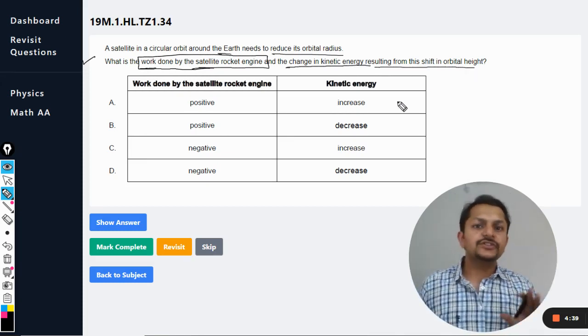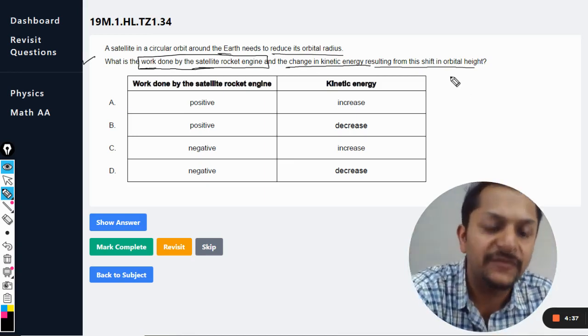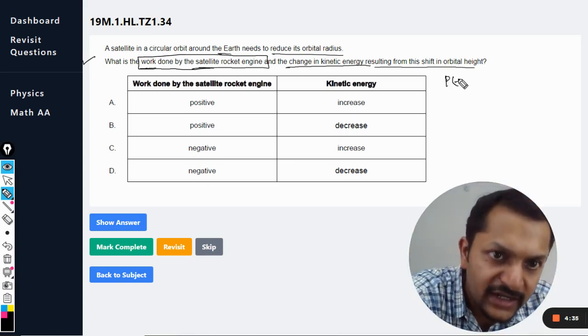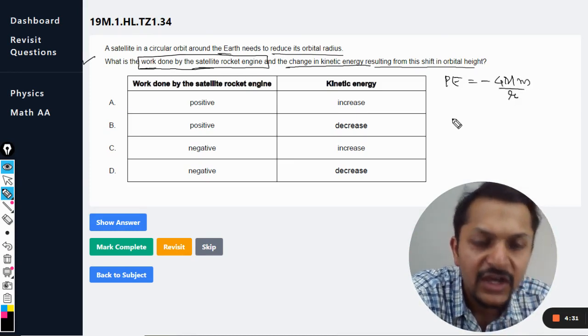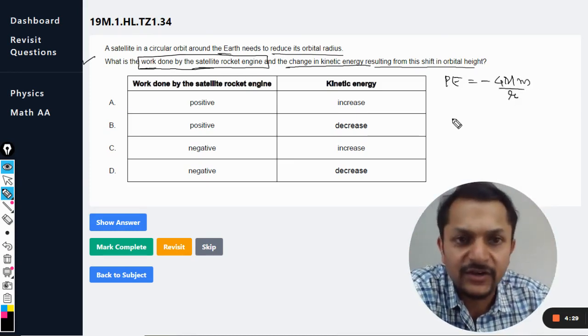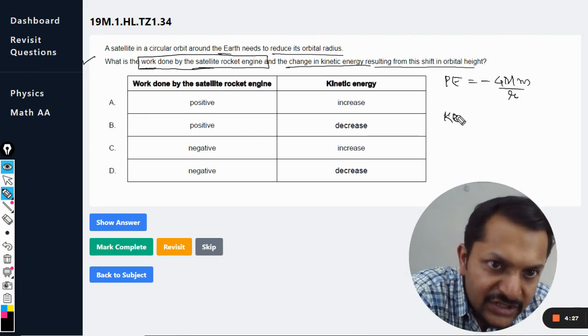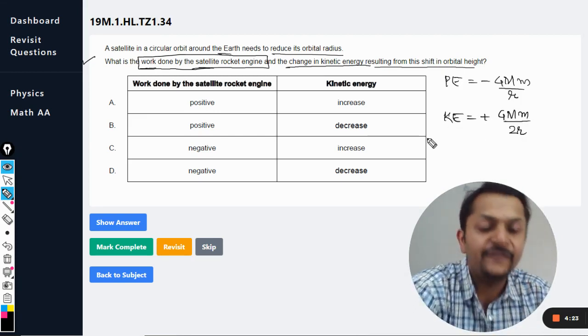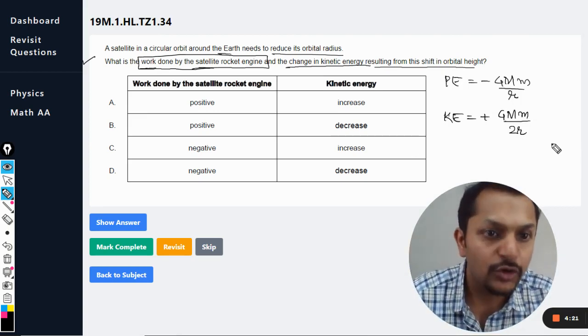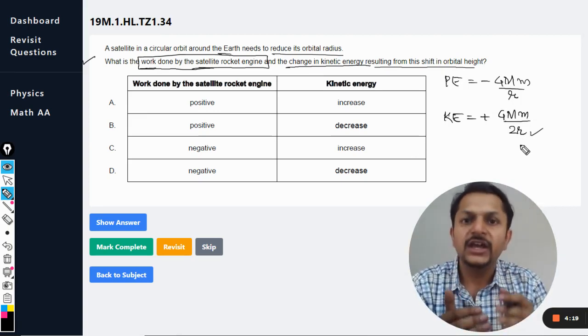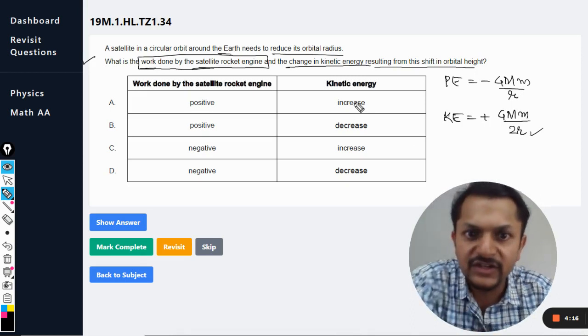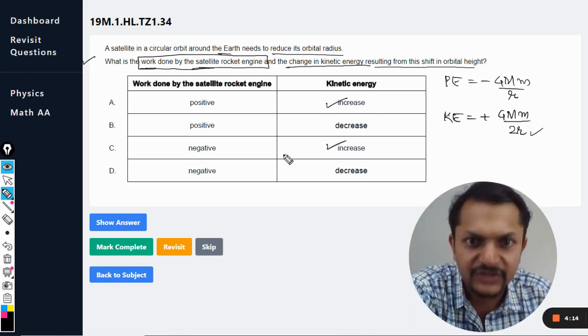So, my dear students, first of all, let us write down all the formulas that we are going to use. So, we know that the gravitational potential energy is given by a negative formula. It is always negative. It is only zero at infinite distance where it is maximum. Kinetic energy is always positive. It is plus GMm by 2r. And from here, we can directly jump to this conclusion. If the radius is reducing, it only means that the kinetic energy is increasing. So, yes, the kinetic energy is increasing.